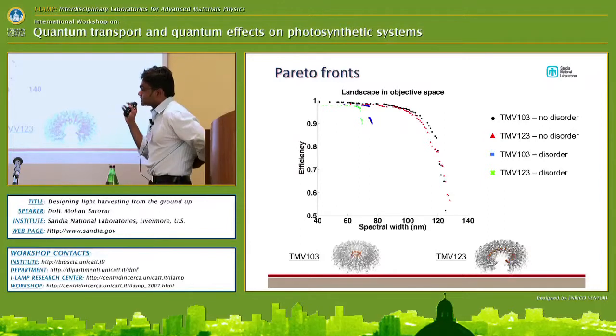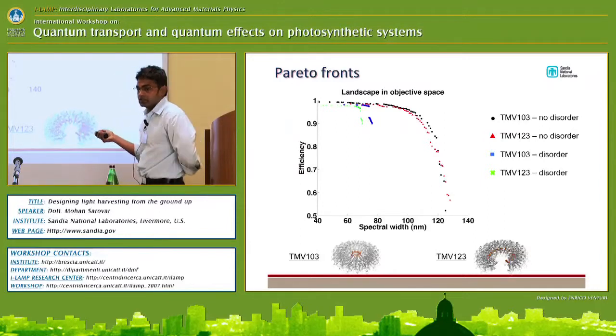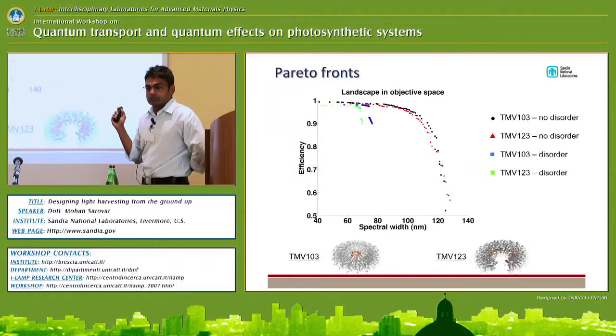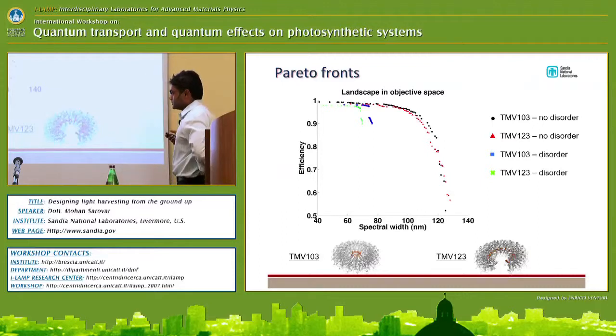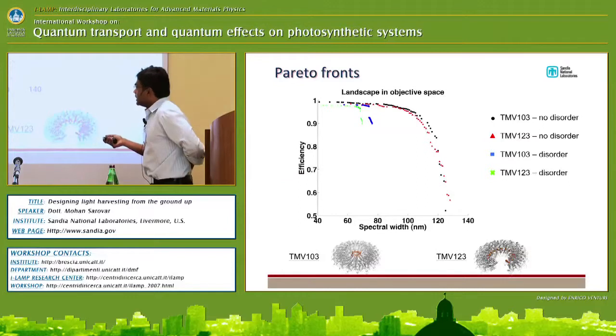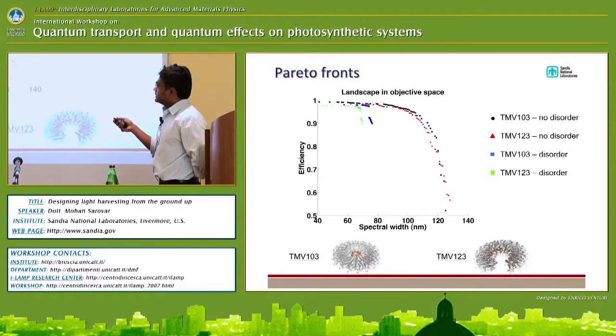If you're just concerned with efficiency and you don't care about spectral width, you can choose these points of either one, and you can get almost unit efficiency, which is quite surprising to us. We thought that when you throw in disorder, both the efficiency and the spectral width would collapse. And the spectral width collapses as well, and there's a separation now between the two protofronts.